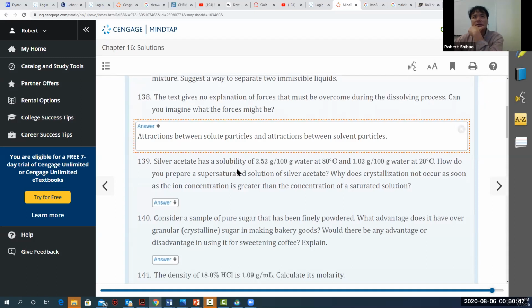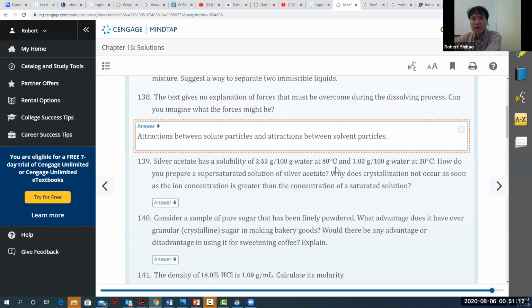Silver acetate has a solubility of 2.52 grams per 100 grams of water, so this would be considered soluble at 80 degrees C, and 1.02 grams per 100 grams at 20 degrees C. How do you prepare a supersaturated solution of silver acetate? Well, acetates have trouble nucleating because of their trigonal planar shape. They're kind of a weird shape, they're hard to pack.